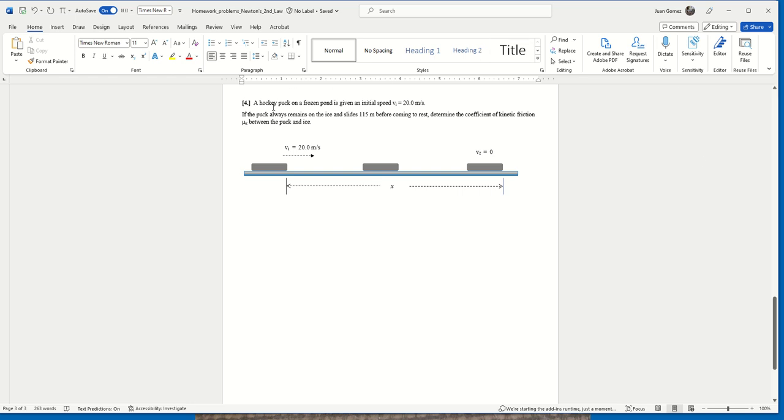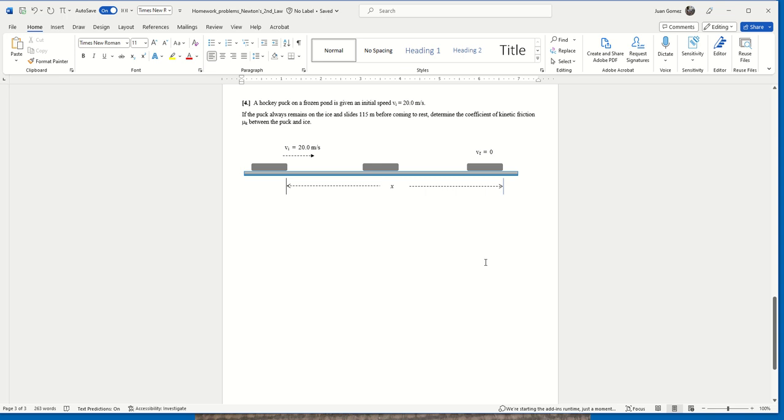And here's the problem. You have a hockey puck on a frozen pond and it's given an initial speed v_i equals 20 meters per second, obviously in the positive x direction as shown here. The puck remains on the ice and it slides a distance of 115 meters. So that's my x. It slides a distance of 115 meters before coming to rest, meaning that after it slides that distance of x, which we know, 115 meters, it comes to a stop. So v final is 0.